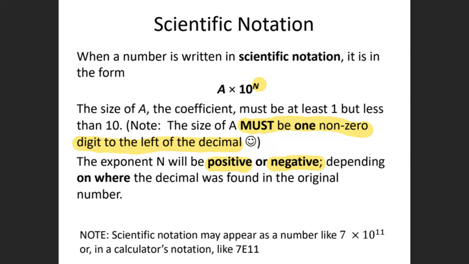Now, something to be aware of. On your calculator, you are going to see 7 times 10 to the 11th power written like this. It's 7 with the E. The E is representing a power of 10, or the exponent, that's what the E represents, 11, and that an exponent goes with the number 10.